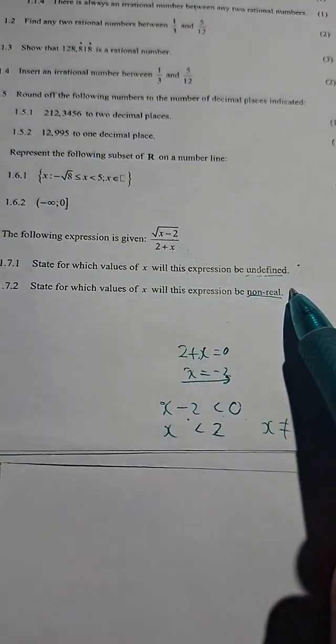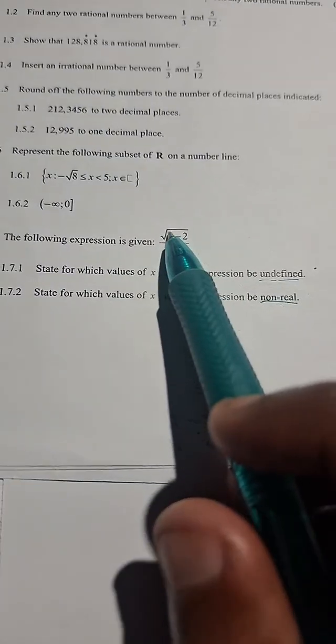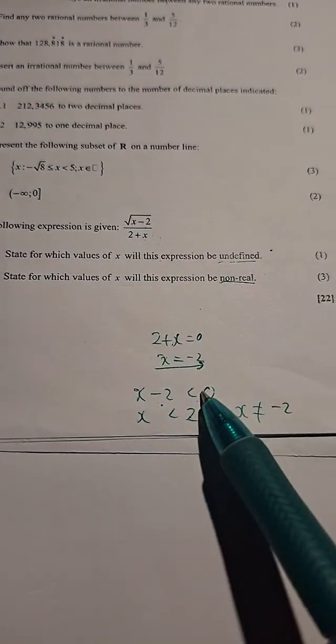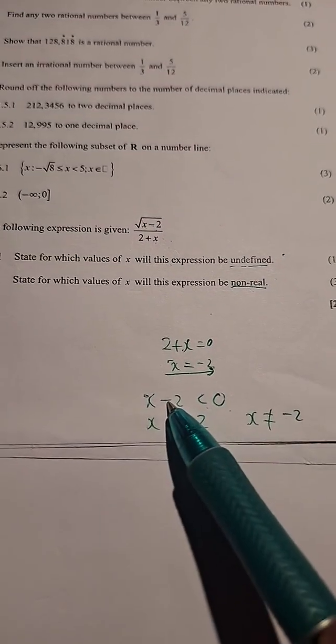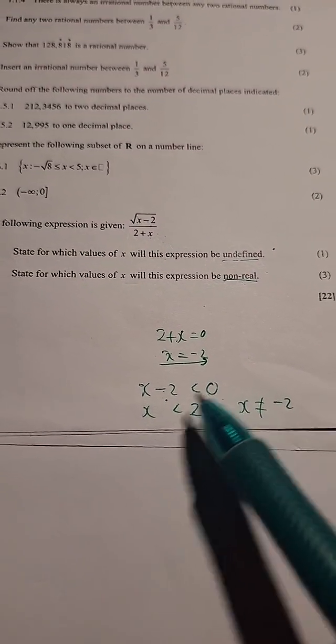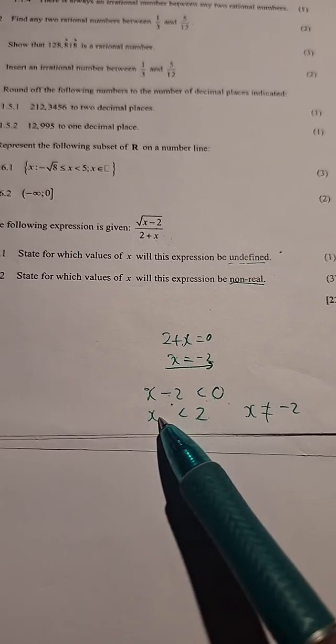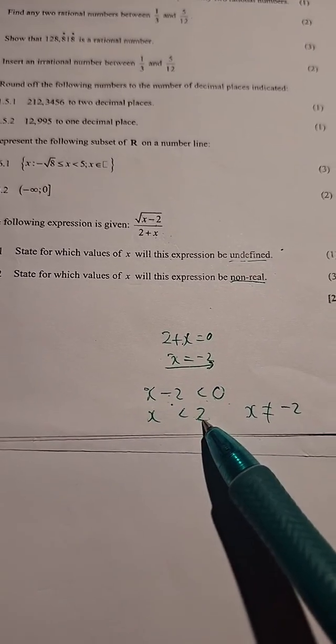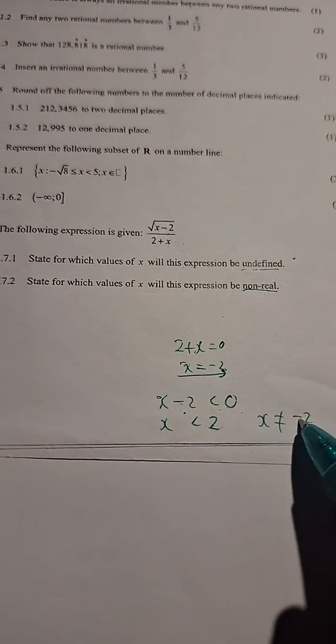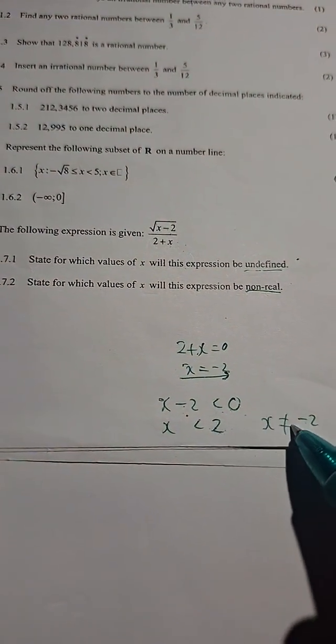If they say non-real, we are looking at the expression underneath the square root, and we are checking when this expression is less than 0. Then we solve for those x values. It's when x is less than what? Than 2. You guys have all indicated values that would be less than 2.